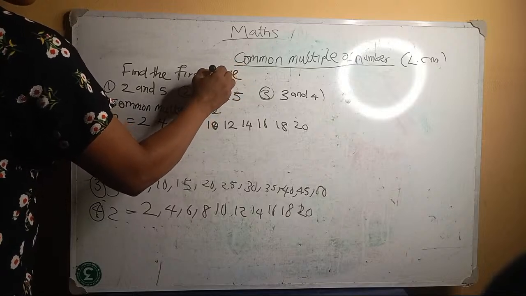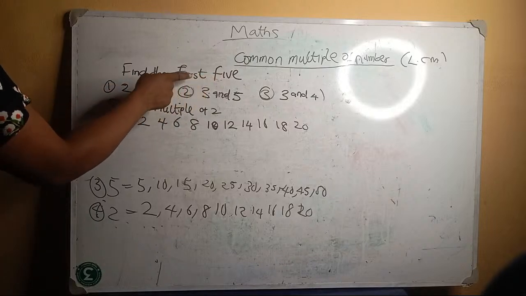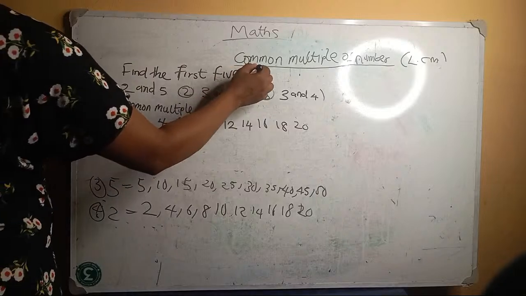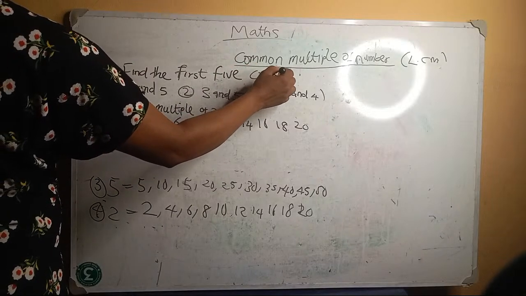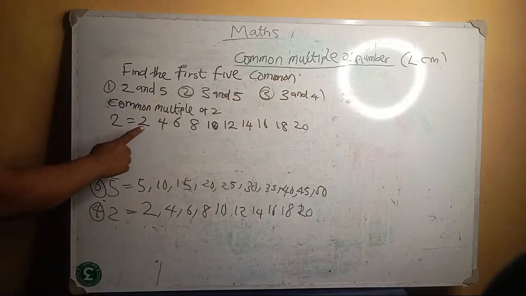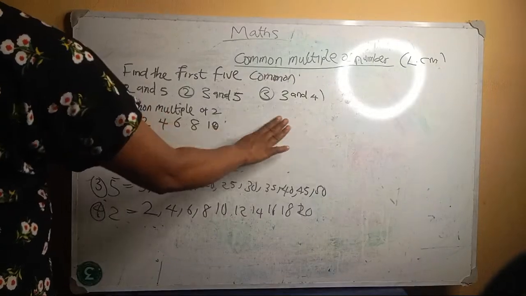Just pay attention to what they ask you. Did they ask you to find the first five, the first 10, the first 20? Do not exceed what they asked you to do. So now they ask us to find the first five common multiples. So this is the first five: 1, 2, 3, 4, 5. All these other ones will just go away.